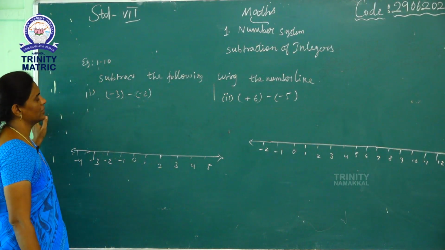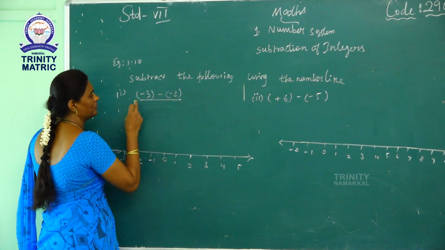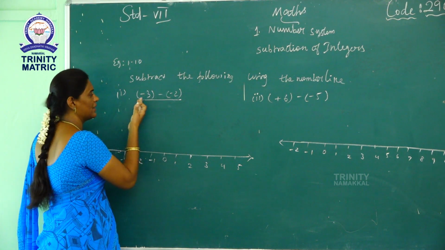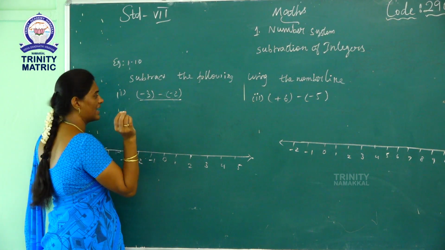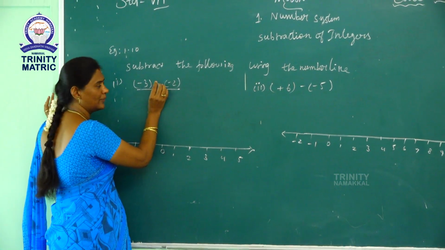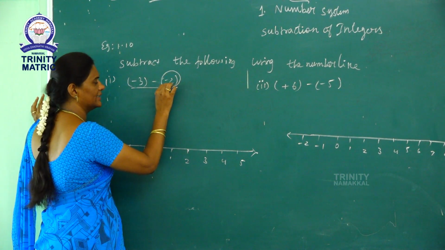See example 1.10. Subtract the following using number line. See the first sum, minus 3 minus of minus 2. Here we subtract these two integers. Listen carefully. See here, when we subtract the integer, we take the additive inverse of the second term.